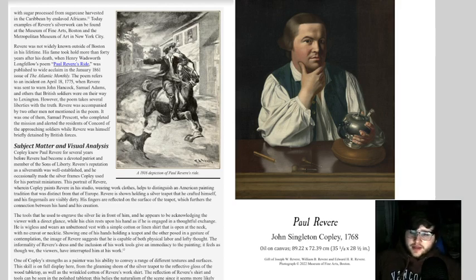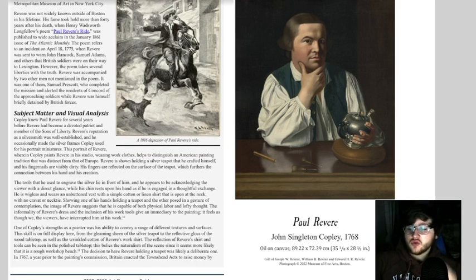One of Copley's strengths as a painter was his ability to convey a range of different textures and surfaces. This skill is on full display here, from the gleaming sheen of the silver teapot to the reflective gloss of the wood tabletop, as well as the wrinkled cotton of Revere's work shirt. The reflections of Revere's shirt and tools can be seen in the polished teapot. This belies the naturalism of the scene, since it seems more likely that it is a rough workshop bench.